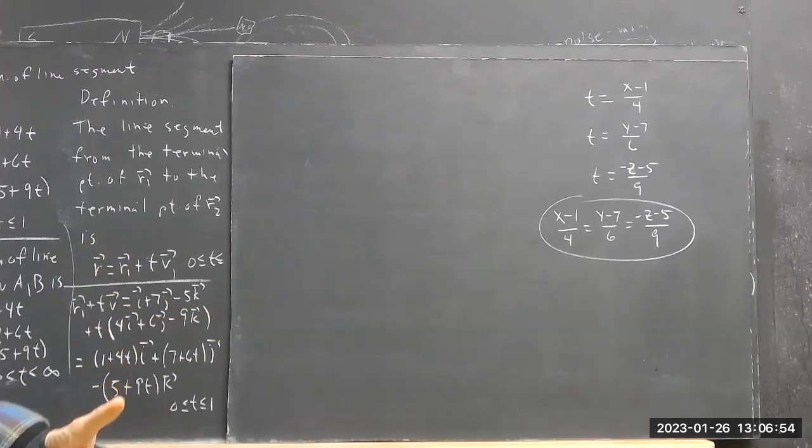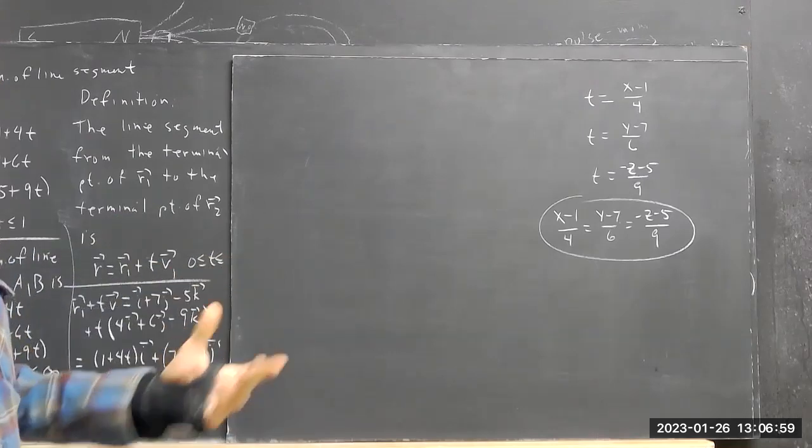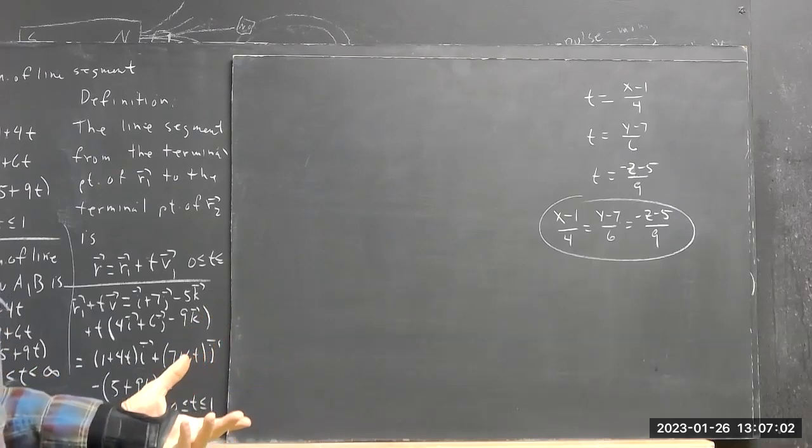And really, it all comes down to that point, the vector in the direction of the line, to get the equation of the line. Okay.